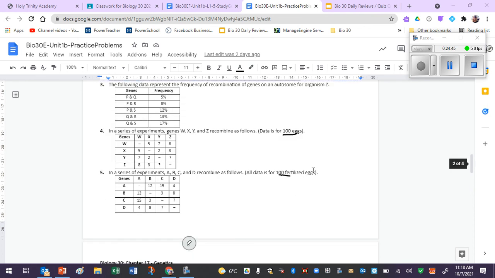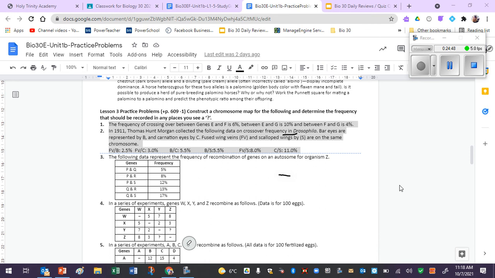Now, if you have any questions, I would love to answer them. The other question you should make sure you consider is from page 609 of the textbook, number 1. It's a question asking you not to make a chromosome map, but to think about what exactly we're measuring when we get that data, just so you don't forget.